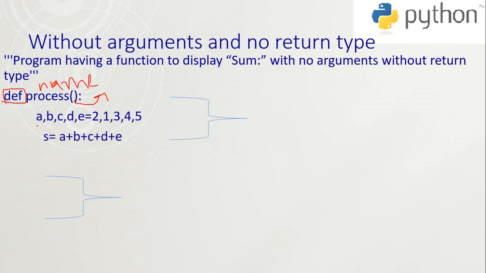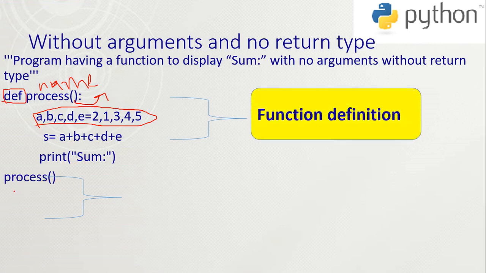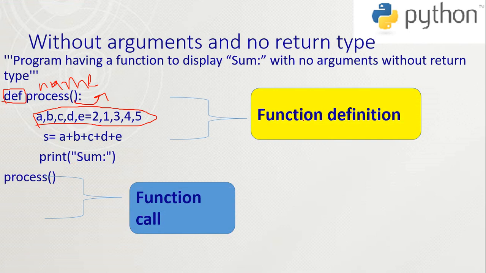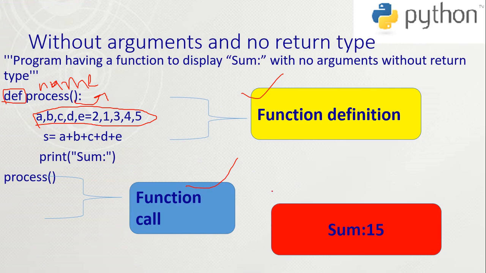Now in Python we can simply write a statement by assigning multiple variables separated by a comma. So 2 is assigned to a, 1 is assigned to b, 3 is assigned to c, 4 is assigned to d, 5 is assigned to e. Like that, in Python we can do it. I'm summing them. This is the function call. After defining the function, we call it. This is the function definition, this is the function call. So the sum will be 15.